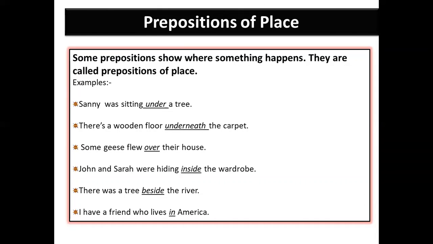When we talk about them, we can understand this with the help of the examples. First one is Sandy was sitting under a tree. So what is the position? Under. Where was she sitting? Under. Some geese flew over their house. So again, over is the place. John and Sarah were hiding inside the wardrobe. There was a tree beside the river.